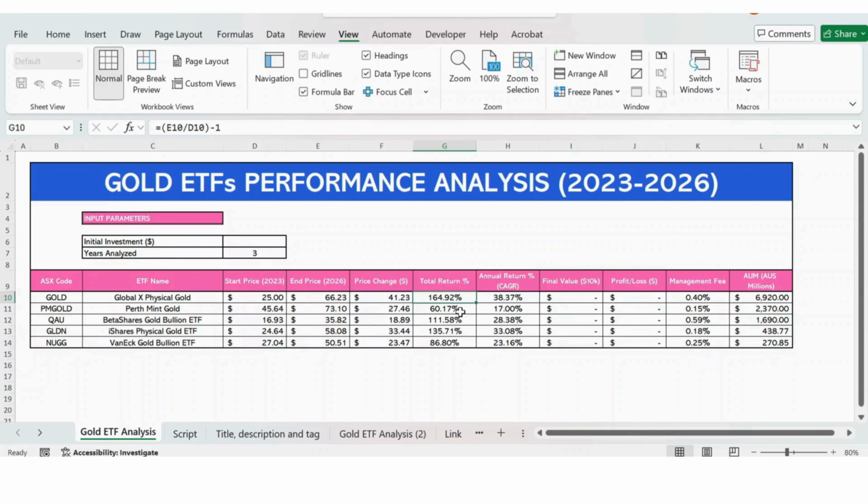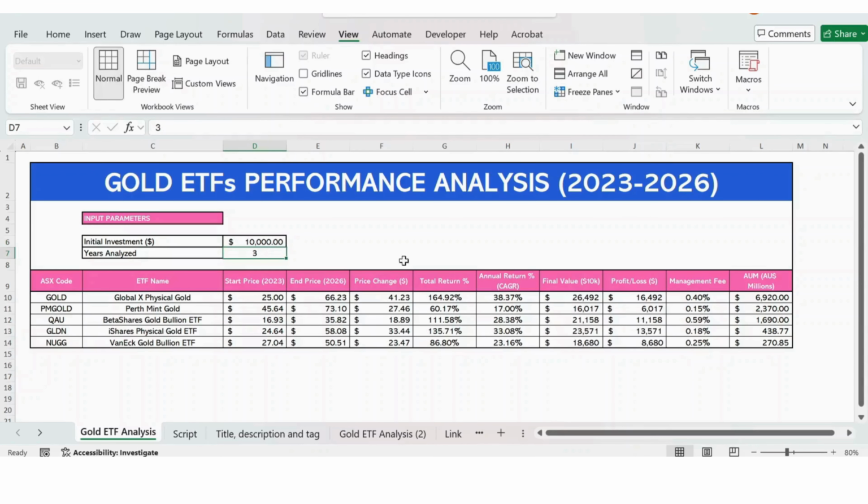Next, let's see what that means as an annual return. Column H, Annual Return Percent, CAGR, Compound Annual Growth Rate. This is the most important column for comparing investments. What does 38.4% mean? If GOLD grew at exactly 38.4% every year for 3 years, it would reach $66.23.